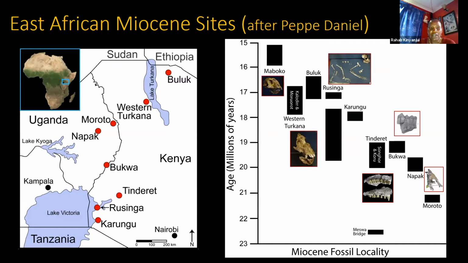Buluk in Kenya, Western Turkana, Bukwa, which is at the border between Kenya and Uganda but is accessed through the Ugandan side. Moroto and Napak are both on the Ugandan side. Then we have Tiderêt, Rusinga, and Karungu, all from Kenya. And looking at the right side, that shows how these sites are related in terms of what findings have been found there.